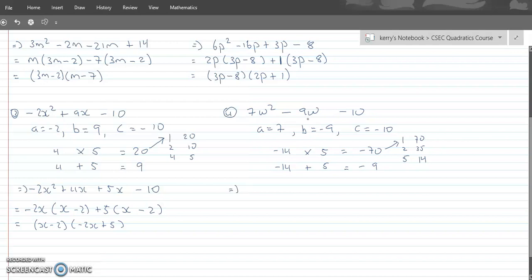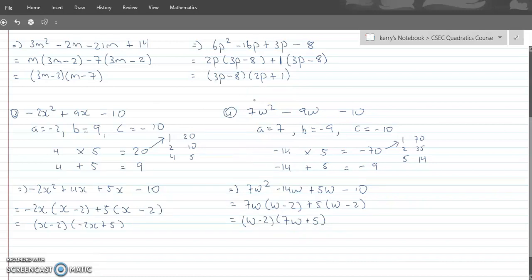Now, you take these two numbers and break up negative 9w into them. 7w squared minus 14w plus 5w minus 10. And then you do the same thing again. This is something that we could all do now, right? 7w could divide both of these terms. 7w squared divided by 7w is w, minus 14w divided by 7w is minus 2. 5 could go into 5w, w times, and minus 10 divided by 5 is negative 2. And finally, we get the w minus 2 to be factorized. So w minus 2 into the two terms that are outside, 7w plus 5.